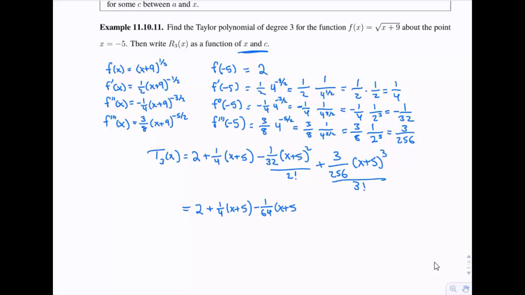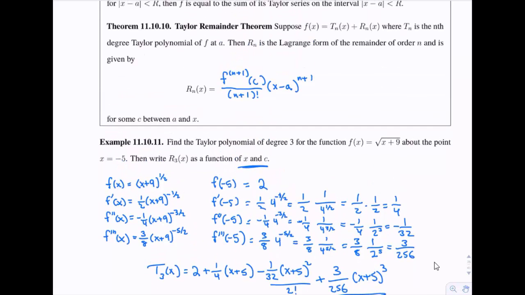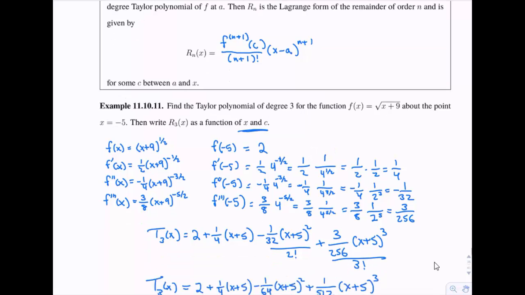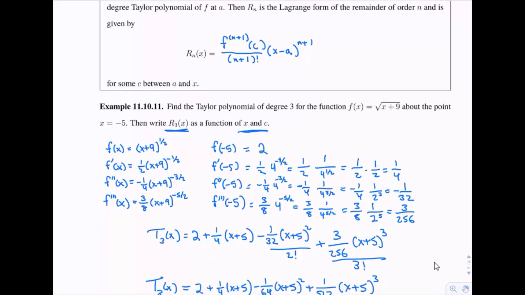So if we go ahead and simplify this down a little bit, you can see, ooh, some 3's cancel out here, and this is going to be 512 times x plus 5 to the third. Excellent. So this is my third degree Taylor polynomial centered about -5 of our function square root of x plus 9. So, okay, what about the remainder?